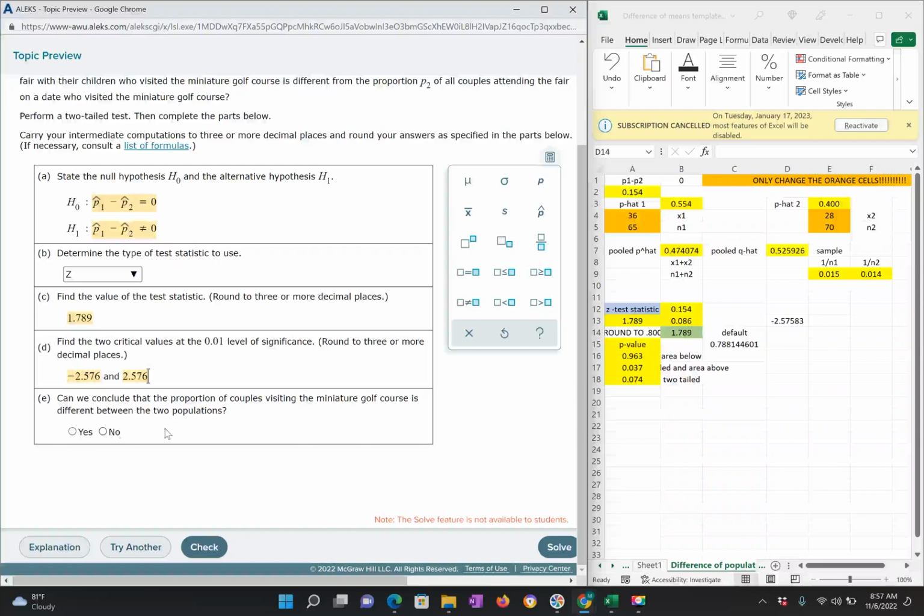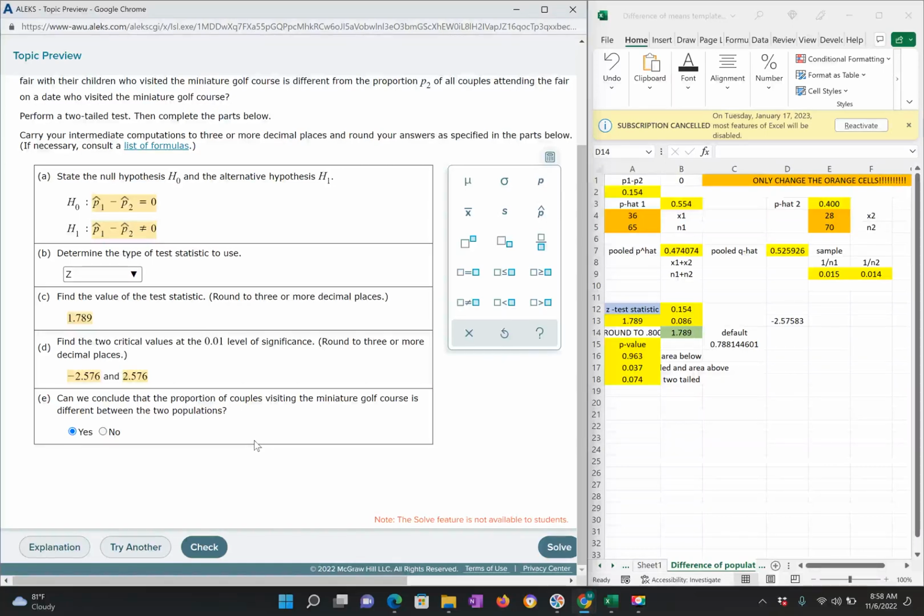And now remember, the rule of thumb is if OV is greater than CV, we are going to reject the null. You can also still look at the p-value. You got a two-tailed p-value of 0.074. So p less than alpha, we're going to reject the null. OV greater than CV, we're going to reject the null. So if I'm saying that, can we conclude that it's different? I would say yes, because it looks like the OV is greater than the CV.